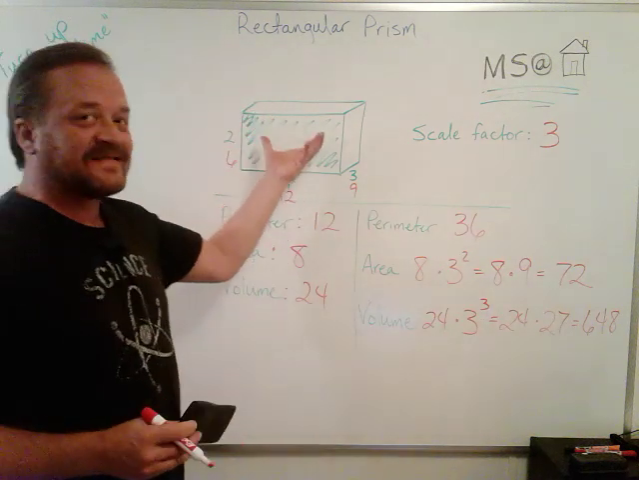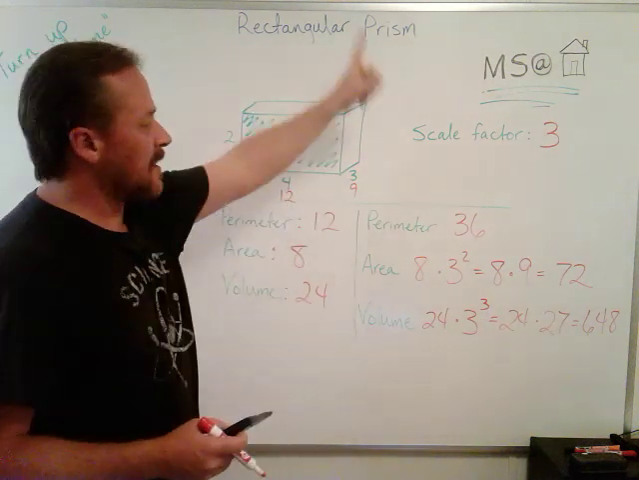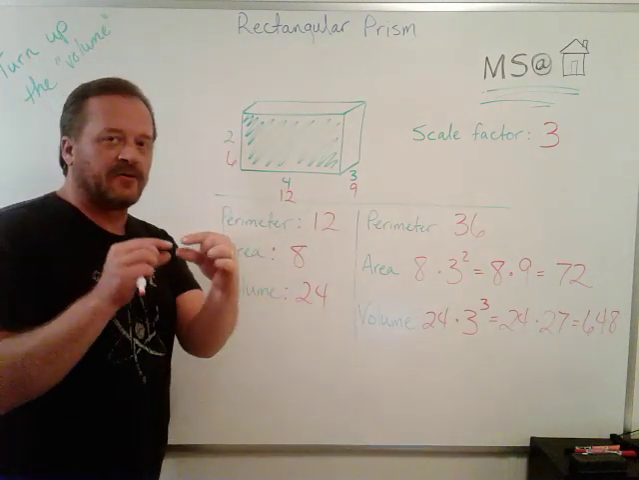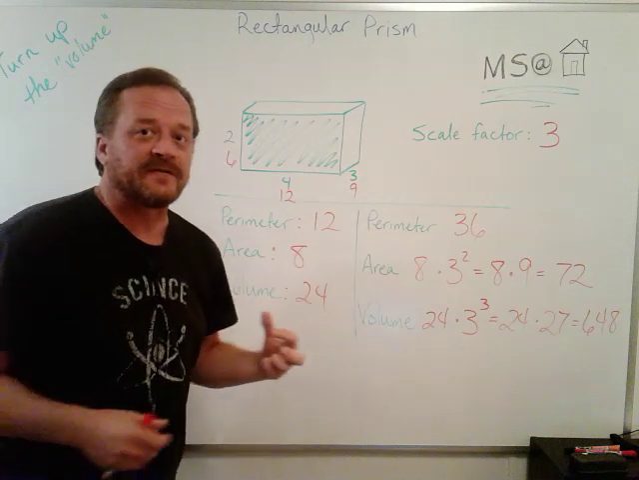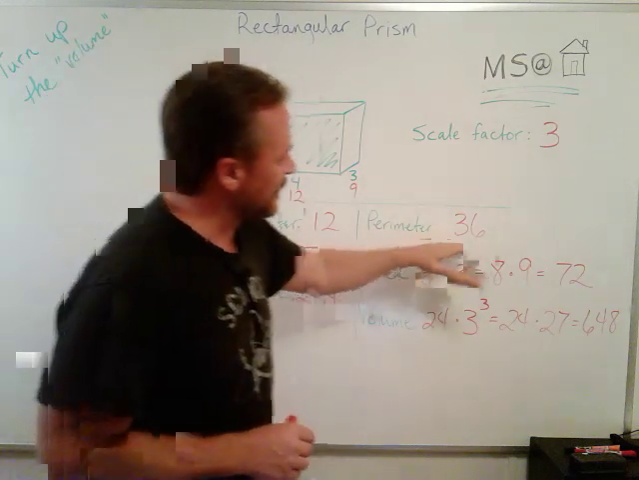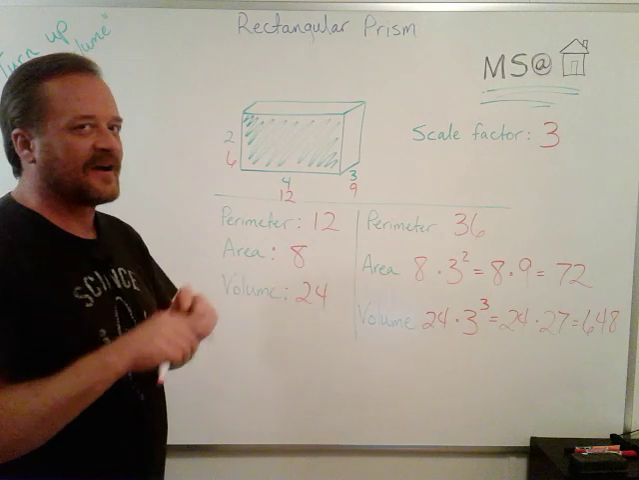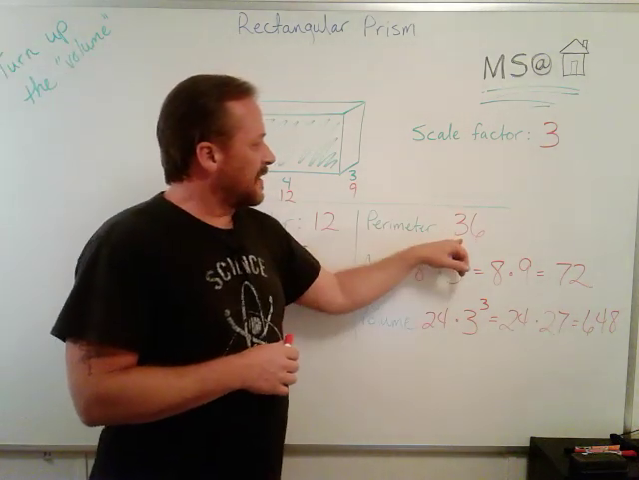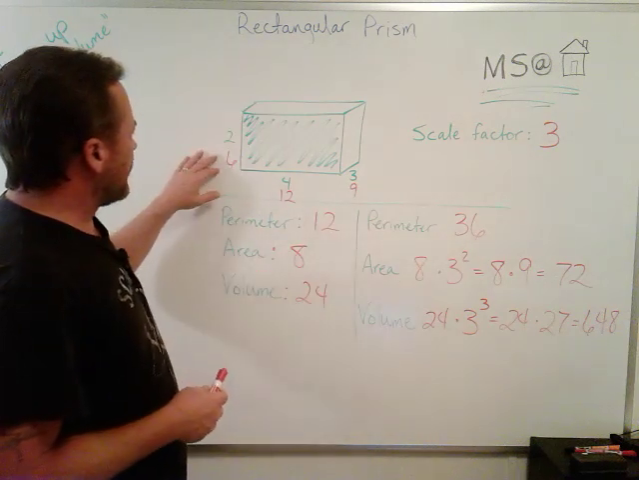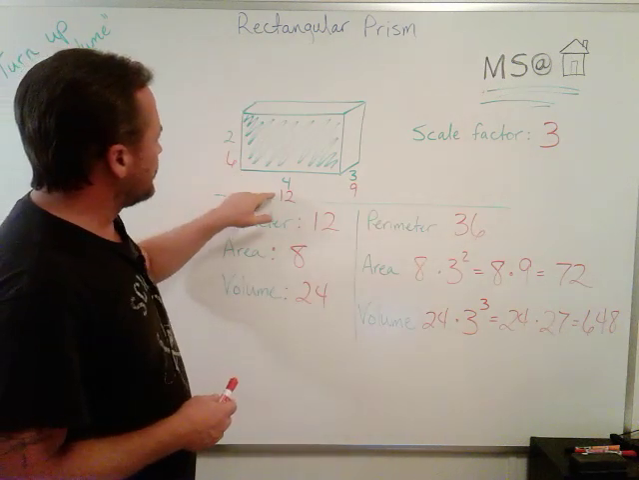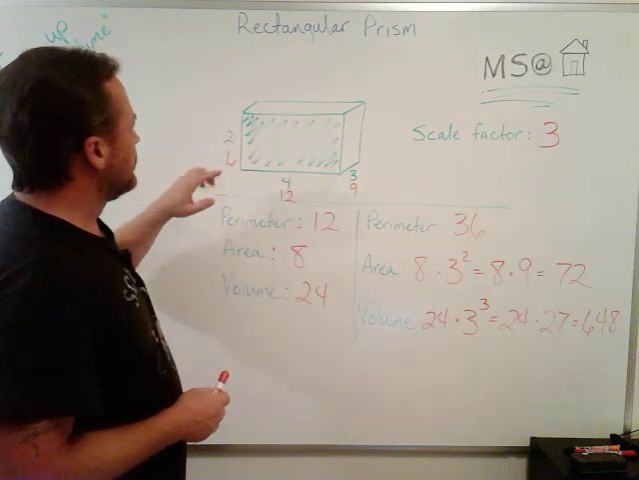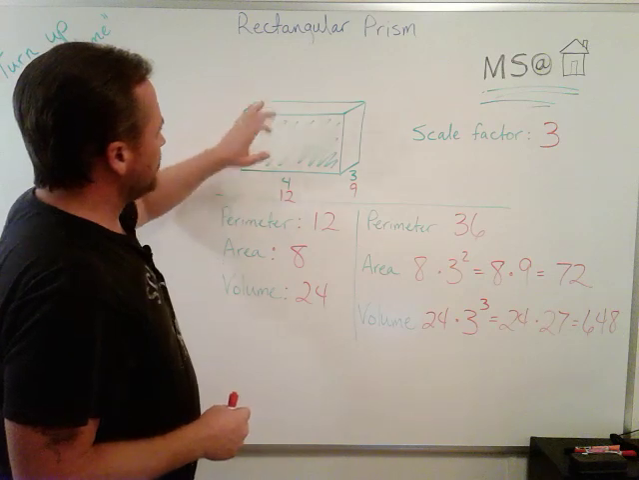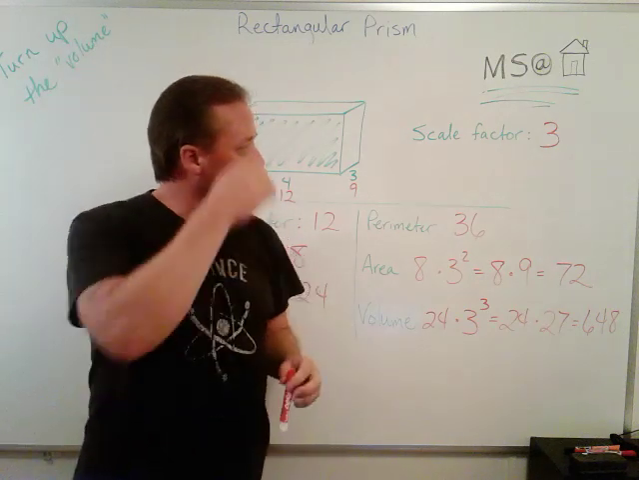So if I were to make this thing 3 times bigger on all of its dimensions, its volume increases from 24 cubes to 648 cubes. Can you see how rapidly that grows? Now let's check and make sure we're right, just to be sure. Perimeter we kind of figured out, and we can do that again. 6 plus 12 plus 6 plus 12.